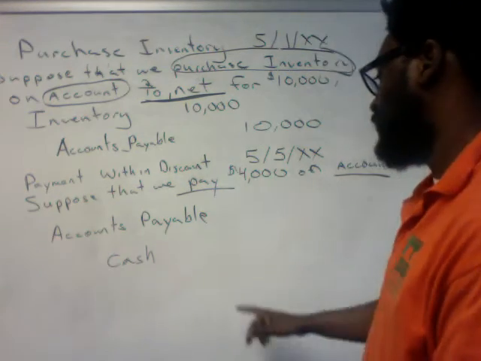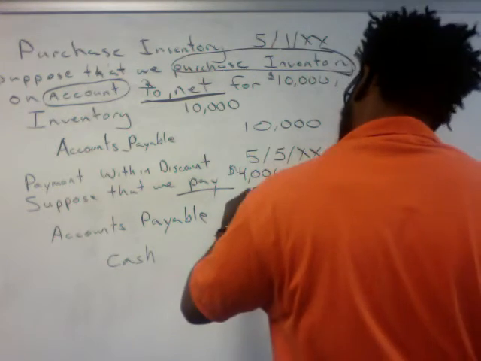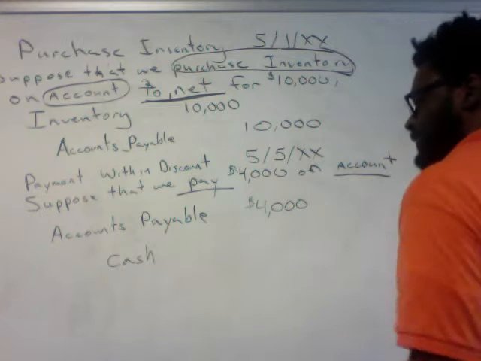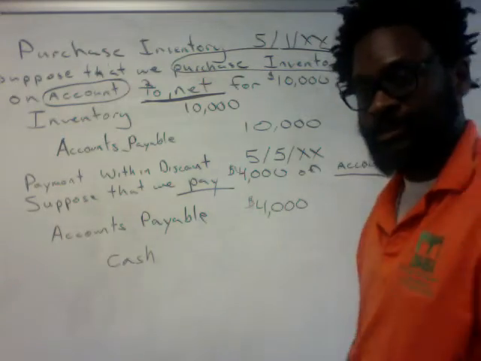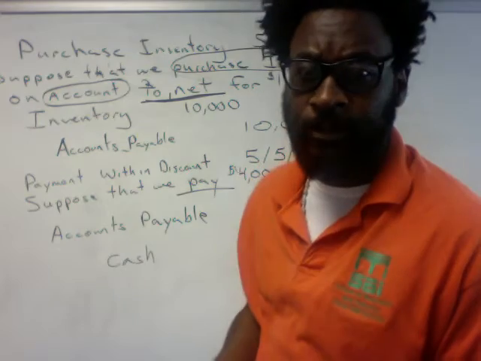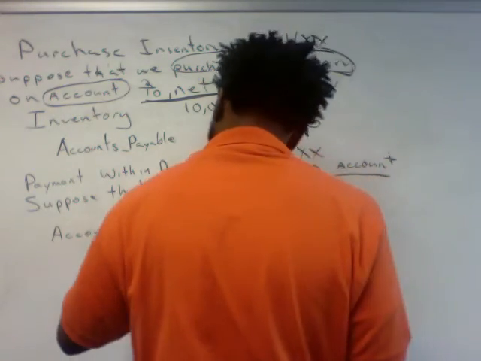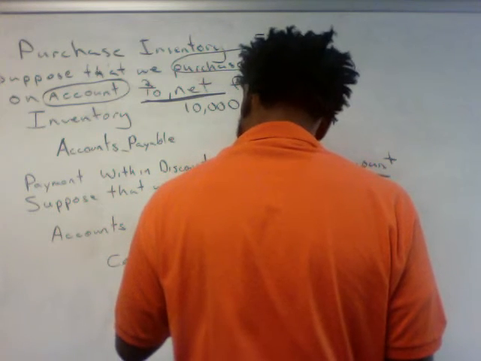So our accounts payable is coming off the books at the full amount. Accounts payable always comes off the books at the full amount, the $4,000. However, our cash amount shouldn't be $4,000. We paid within the discount terms. So should it actually be $4,000? No, it shouldn't. It should actually be $4,000 minus 2%.